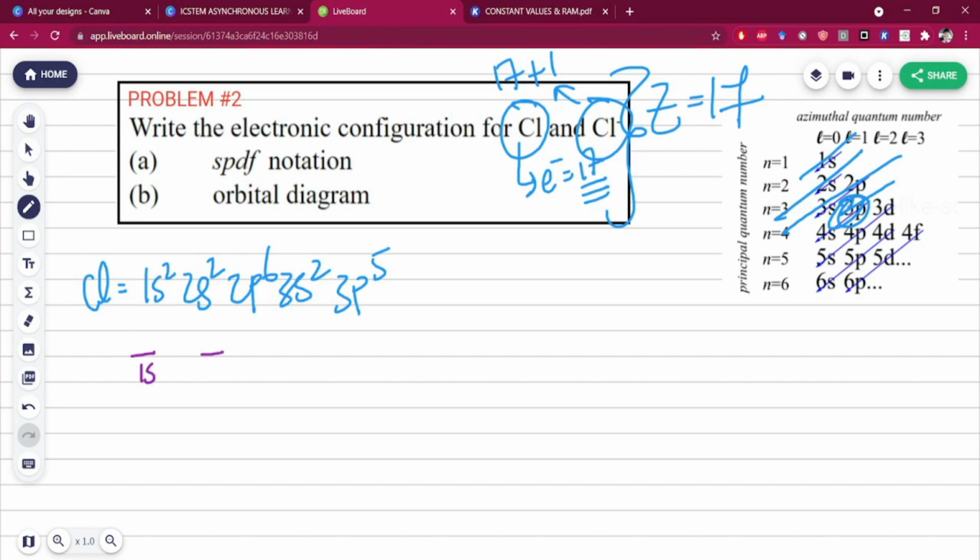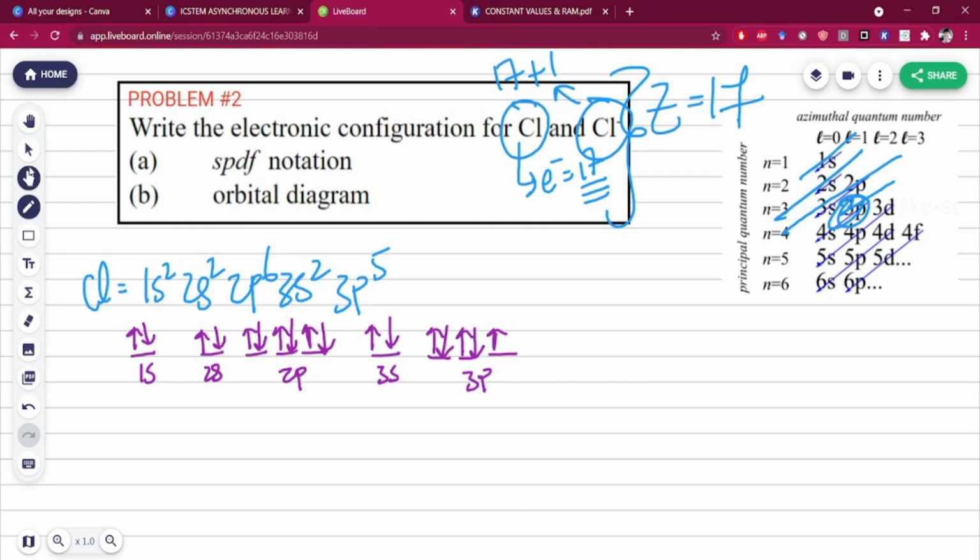And the orbital diagram, you're going to have 1s, 2s, 2p, 3s, 3p. Okay, so you have 2 electrons here, 2 electrons there, 1, 2, 3, 4, 5, 6, 3s2, 1, 2, 3. You're going to do that one first. Okay, then you're going to fill in doubly. 3, 4, 5.